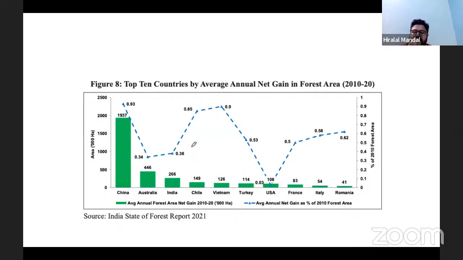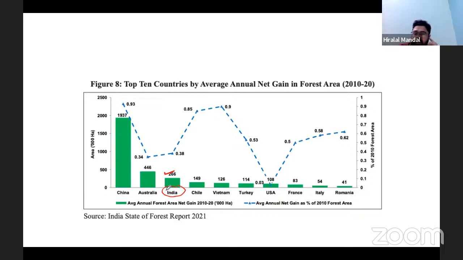There are countries which have gained forest area in the last 10 years. Among the countries which have gained significantly, you can see India is also one of the countries where it has gained forest area. It has gained almost 266,000 hectares of forest area in the country. So that's a good sign.